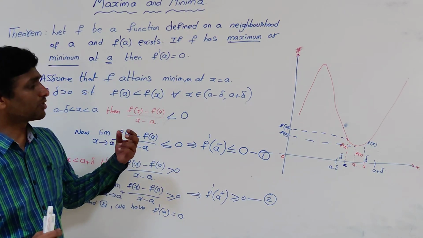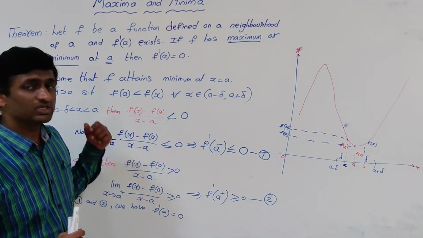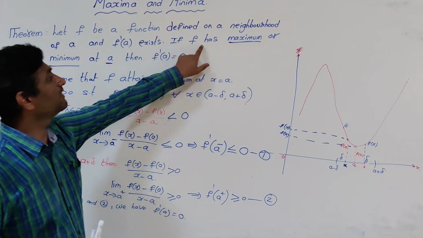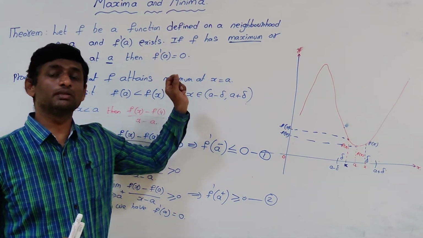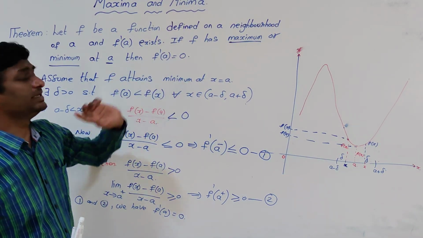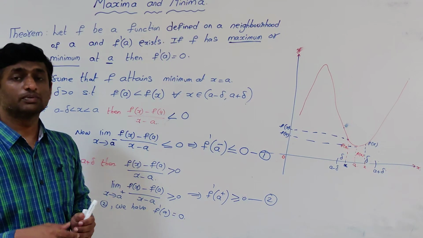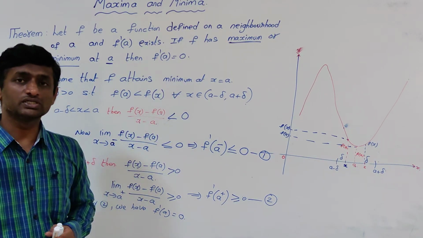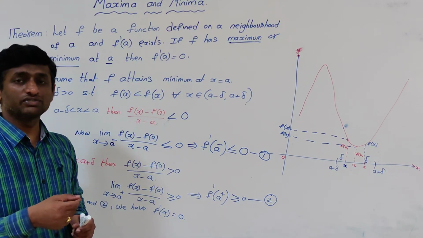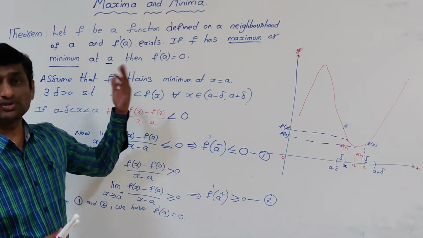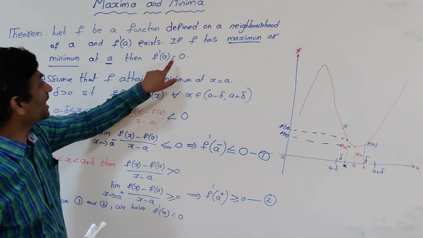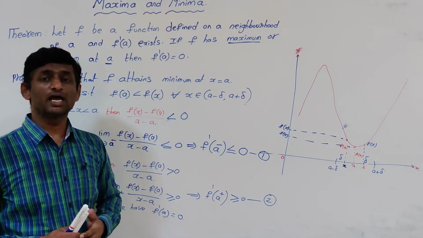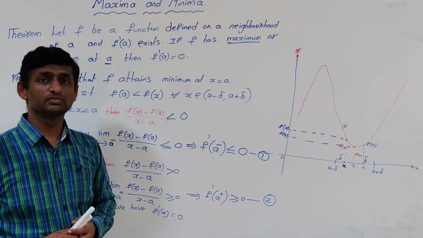So we'll see some problems and we'll see what the sufficient condition is. The statement says that if f dash of a exists and f has a maximum or minimum, then f dash of a is 0. If the function has a maximum or minimum, then it is compulsory that the derivative of the function is 0. But for the converse of the theorem, if f dash of a is 0, can we say the function has a maximum or minimum?